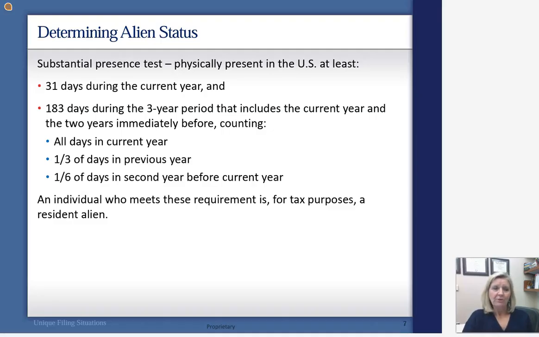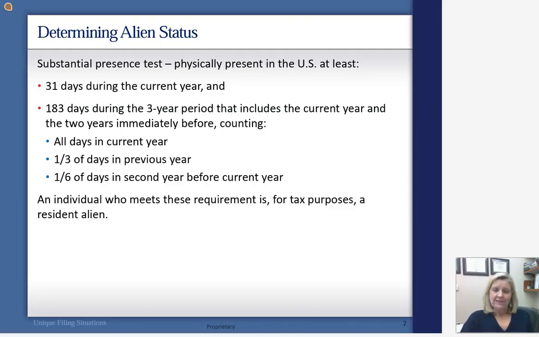All right, so we're applying the substantial presence test, and what we need to determine is, was the person here at least 31 days during the current year, and 183 days during the 3-year period that includes the current year and the 2 years before. So we're going to count all the days in the current year, a third of the days from the previous year, and a sixth of the days from the year before that.